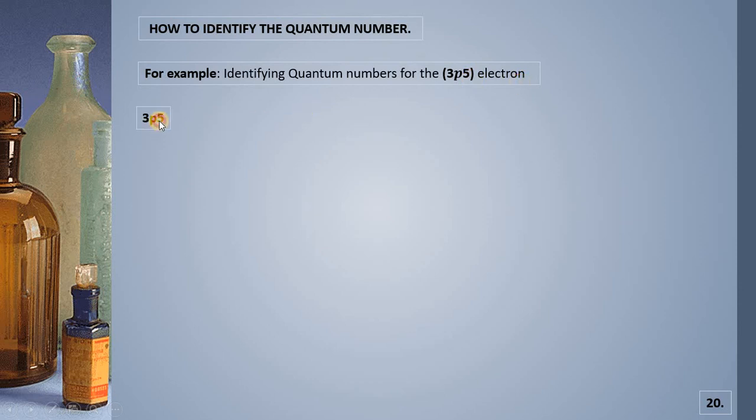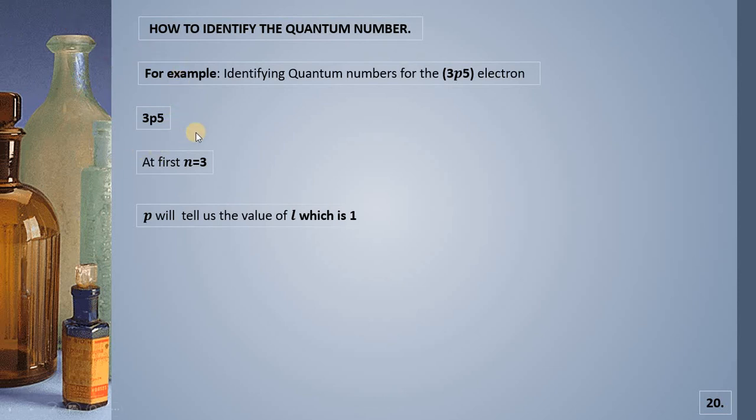Look at 3p5. At first, n is equal to 3. How do I know that n is equal to 3? This is 3. n is equal to 3. And this p will tell us the value of L, which is 1. How do I know p is 1?